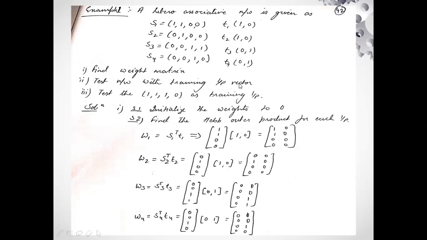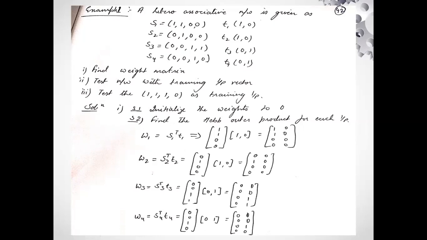T1 is defined as 10. So we are going to find the product. We all know how to calculate the product of two matrices. 1 multiplied by 1 is 1, 1 multiplied by 1 is 1, 0 multiplied by 1 is 0, 0 multiplied by 1 is 0. Then 1 multiplied by 0 is 0, 1 multiplied by 0 is 0, 0 multiplied by 0 is 0, and 0 multiplied by 0 is again 0. This is how we calculate, and this is the matrix we got as W1. Similarly, we are going to calculate W2, W3 and W4.